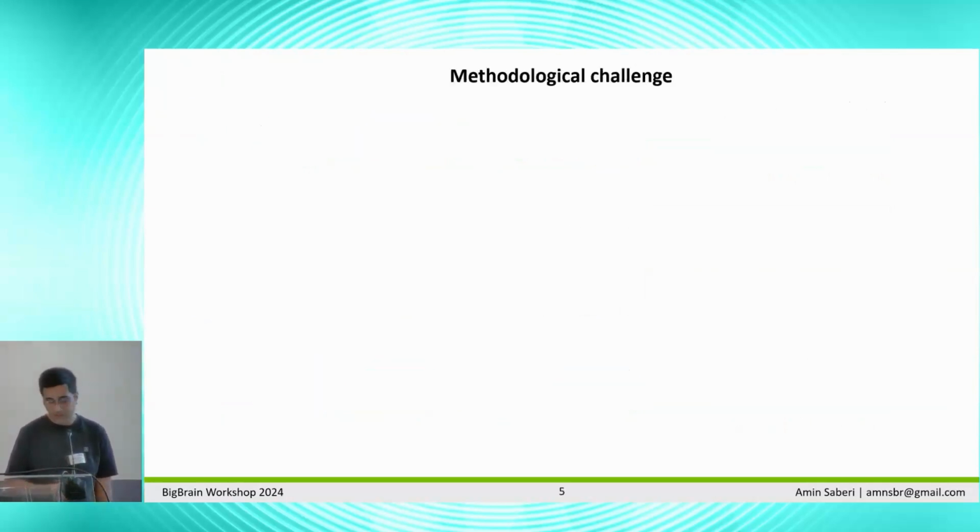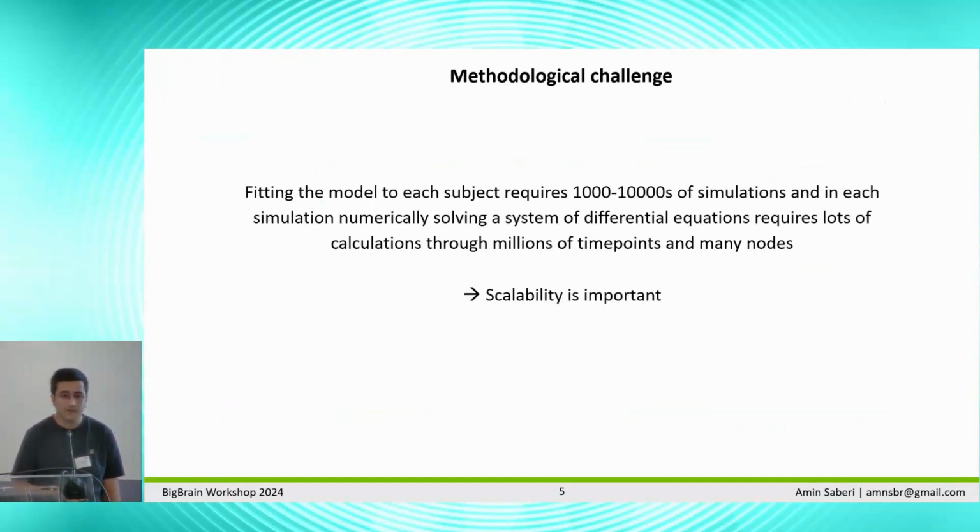Now, as I mentioned, there is a methodological challenge, especially if your model is complex, and especially if you're doing individualized modeling, meaning that you're creating different models per subject. Then you will end up running thousands to tens of thousands of simulations per subject, and you usually have to do these in different runs. If you have 1,000 subjects, then it can quickly explode, right? And each of these simulations also involves a lot of calculations. You go through millions of time points and a lot of nodes.